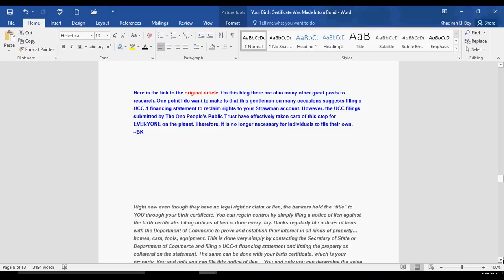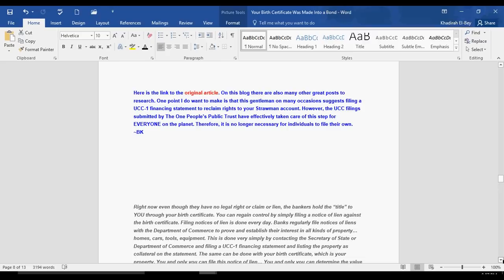I wouldn't necessarily put stock in that, because I haven't seen any information coming per se from the quote unquote United States government stating that the claim is no longer necessary. All 50 states still have the UCC-1 Financing Corporation Division. So therefore, we recommend that you do file your own UCC-1 financial statement and the addendum.